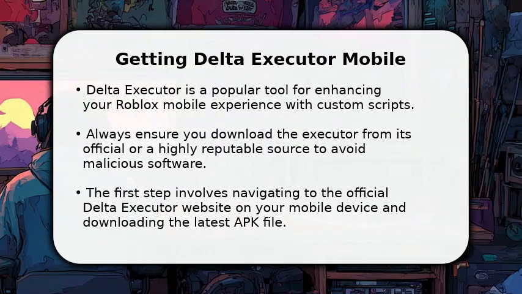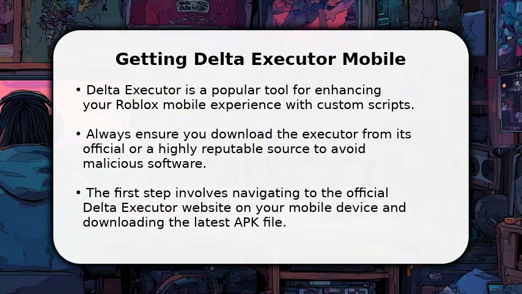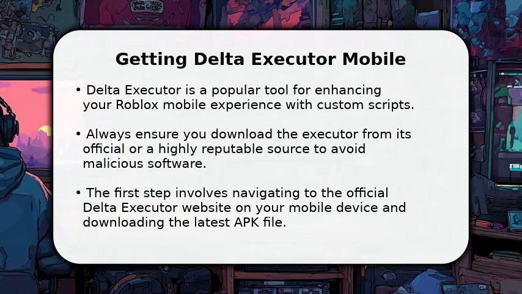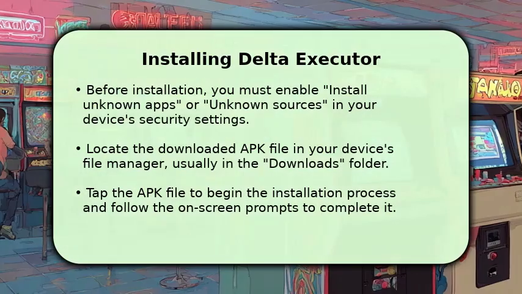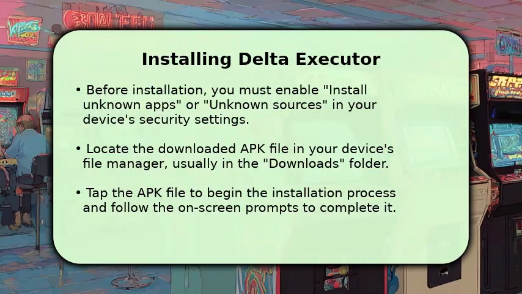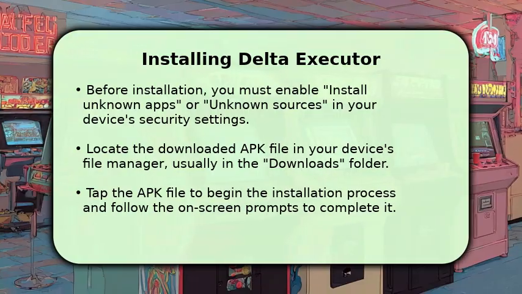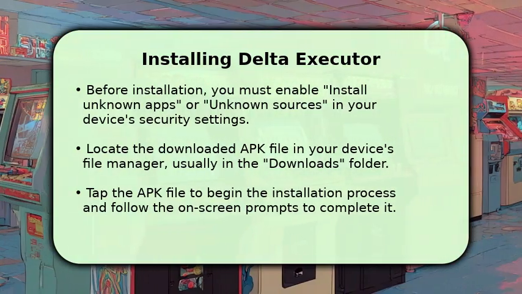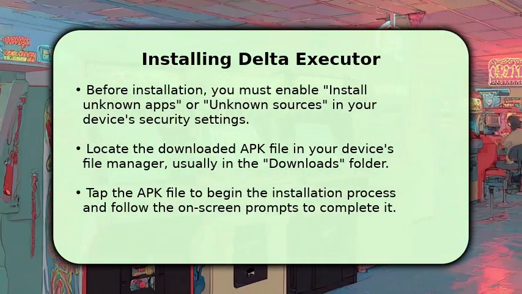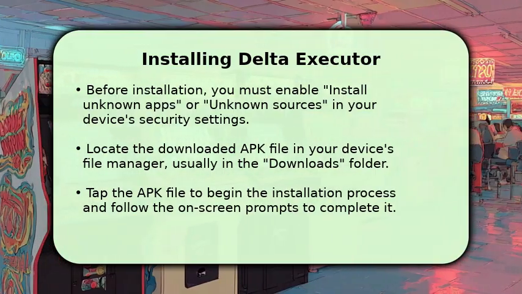This file is typically around 50 to 70 megabytes in size, so ensure you have a stable internet connection. Once the APK file is downloaded, you'll need to prepare your device for installation. Go to your phone settings, then Security, and enable the option to install apps from unknown sources. This is crucial for third-party applications.